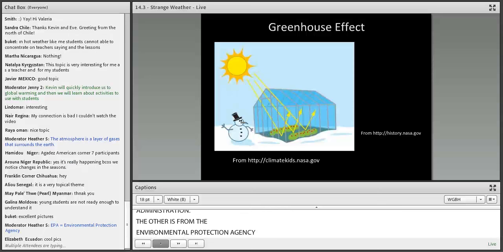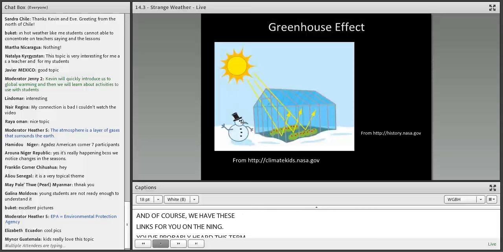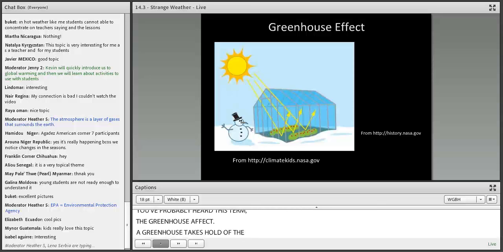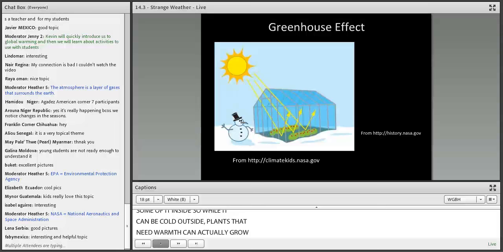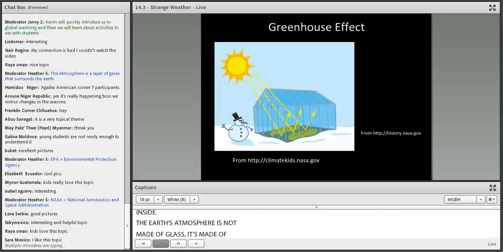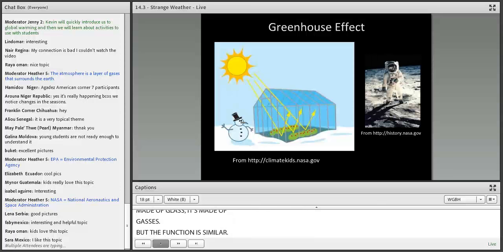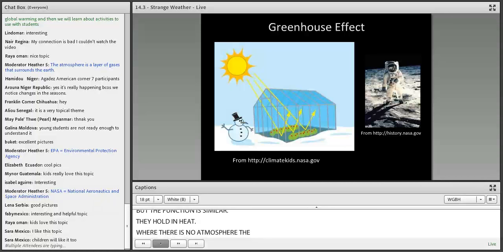You've probably heard this term, the greenhouse effect. A greenhouse takes hold of the sun's heat, right, and keeps some of it inside. So while it can be cold outside, plants that need warmth can actually grow inside. The Earth's atmosphere is not made of glass, it's made of gases. But the function is similar. They hold in heat. Where there's no atmosphere, the heat goes right out into outer space. See this guy? He's wearing his winter clothes because it's very cold in outer space.